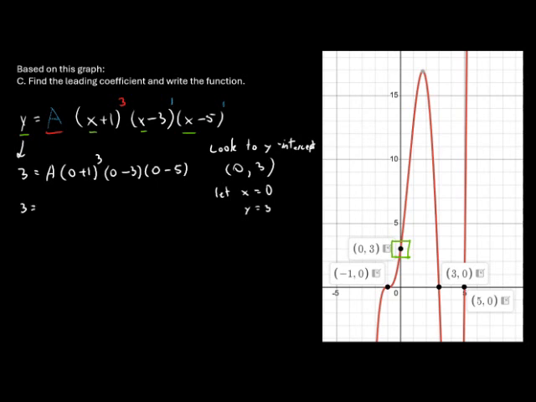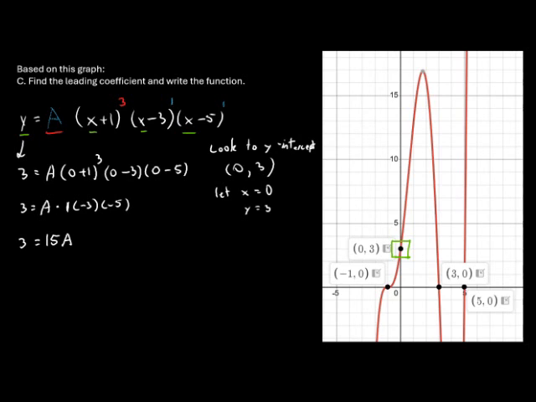We'll still have 3 on the left equals a times 0 plus 1, which is 1, raised to the third power is 1. Then times 0 minus 3 is negative 3, and 0 minus 5 is negative 5. If we multiply all this together, 1 times negative 3 times negative 5 will give us positive 15. We'll still have 3 on the left, and now we'll have 15a on the right, because you can write the 15 and the a in any order.